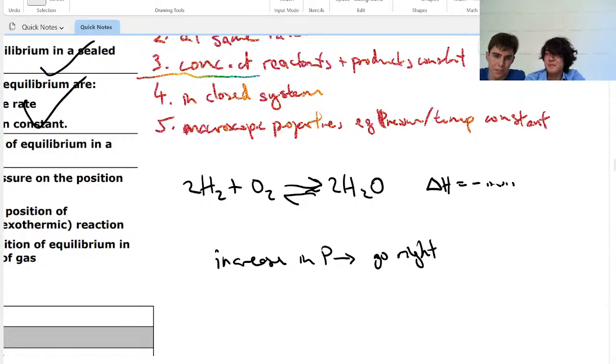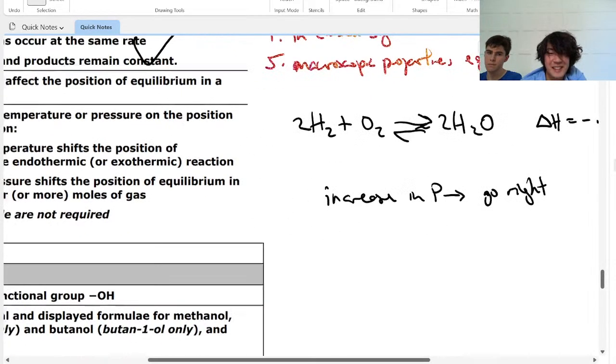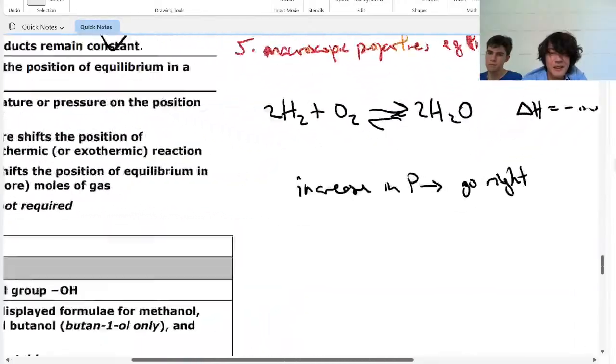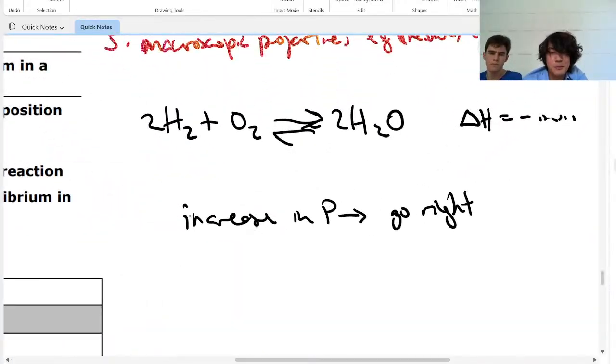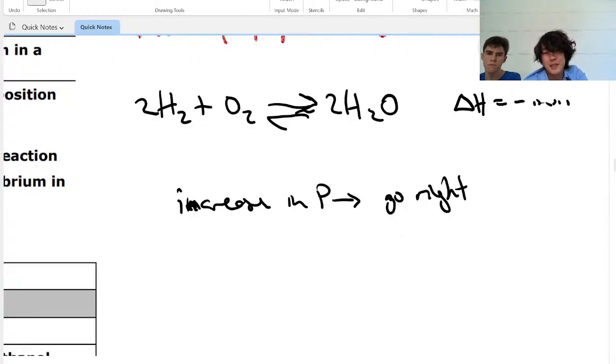On the left side, we have 2 moles of hydrogen gas and 1 mole of oxygen gas, so 3 moles overall. On the other side, we have 2 of water. So it's 3 to 2. Because the pressure increases, we want to decrease the pressure, so we want fewer moles, and more product is going to be produced. If you increase the pressure, you want to decrease the pressure, so the reaction will go to the side with fewer moles.